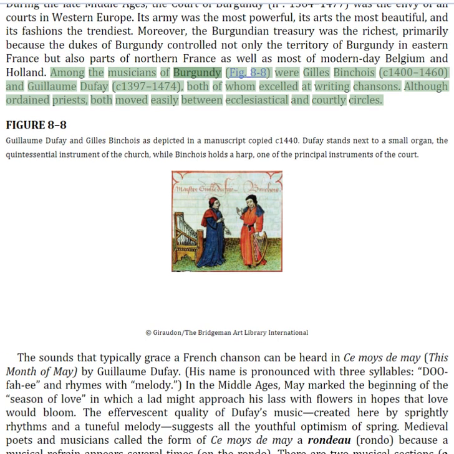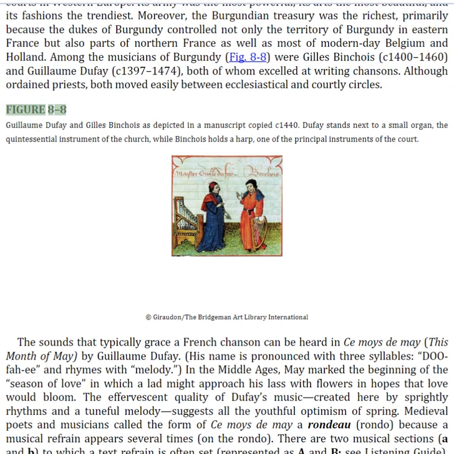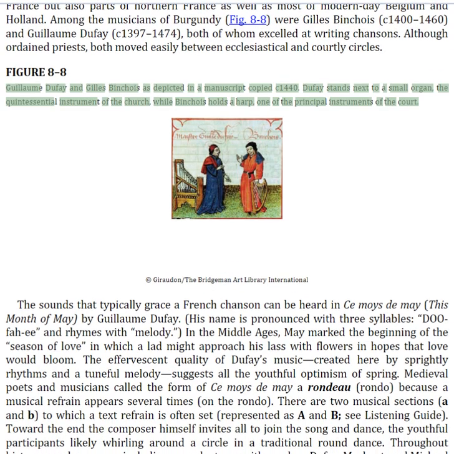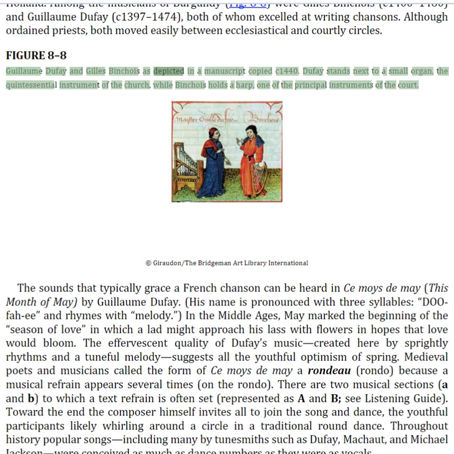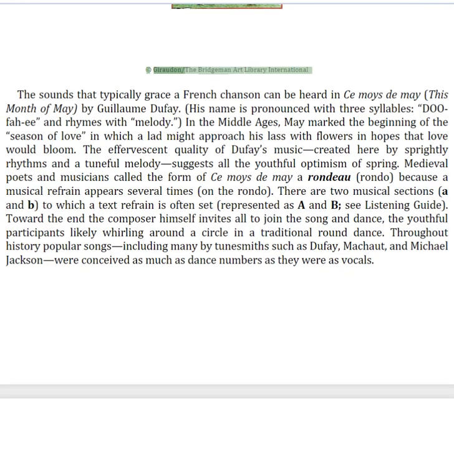Among the musicians of Burgundy were Gilles Binchois and Guillaume Dufay, both of whom excelled at writing chansons. Although ordained priests, both moved easily between ecclesiastical and courtly circles. Figure 8-8. Guillaume Dufay and Gilles Binchois as depicted in a manuscript copied c. 1440. Dufay stands next to a small organ, the quintessential instrument of the church, while Binchois holds a harp, one of the principal instruments of the court. Copyright Giroudon/the Bridgeman Art Library International.